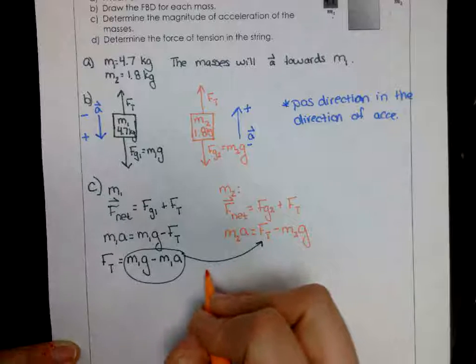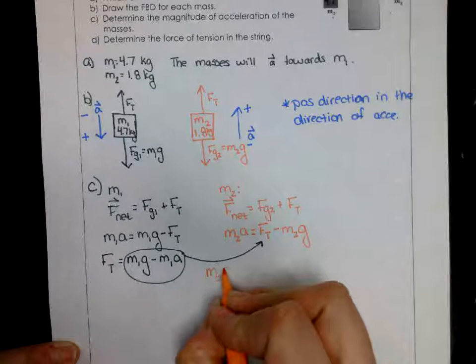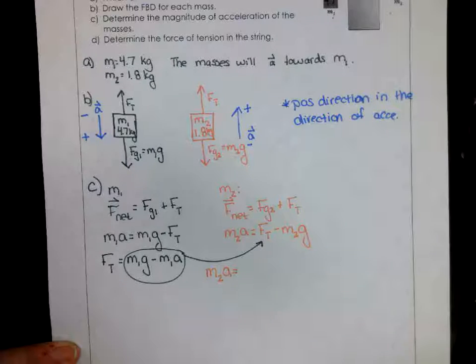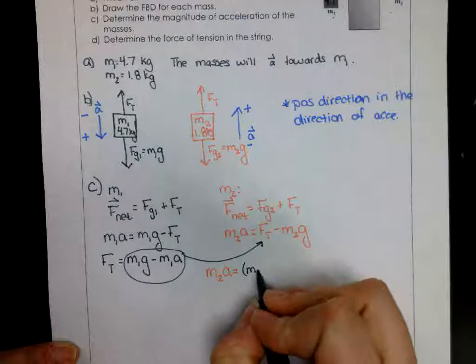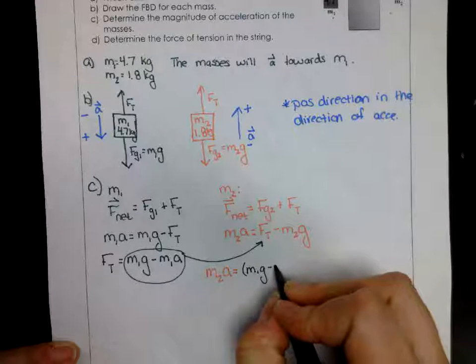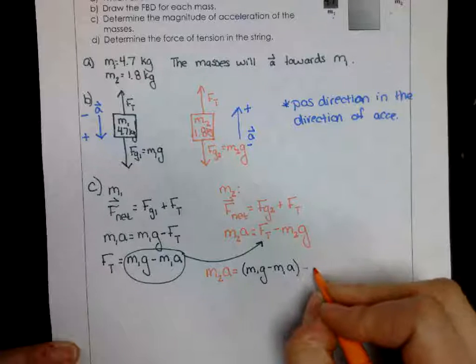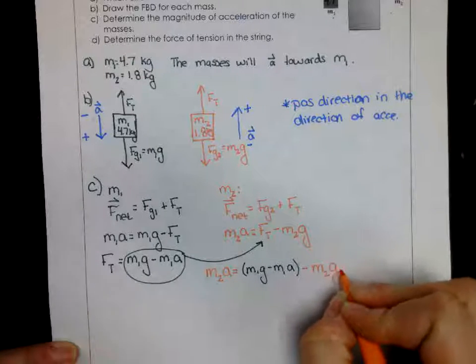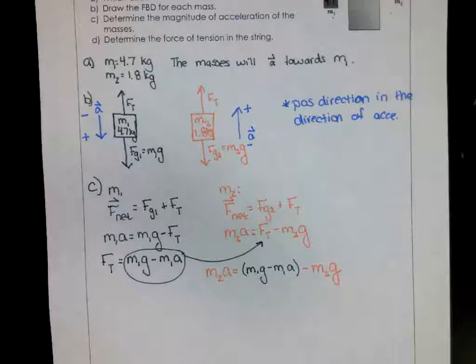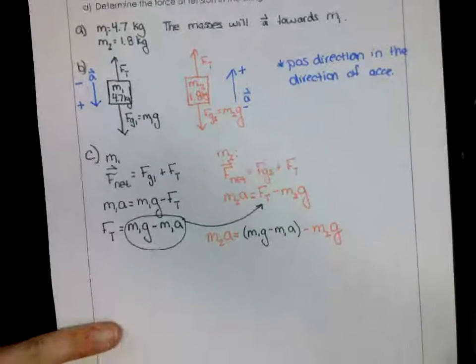So my final equation is going to look like this. I'll have mass 2 acceleration equals mass 1 gravity minus mass 1 acceleration minus mass 2 gravity. All right, if we wanted to, we could solve this entire thing right here for A. But I've noticed in class, a lot of y'all like to go ahead and plug in the numbers and then work it. That's a little bit easier for you.